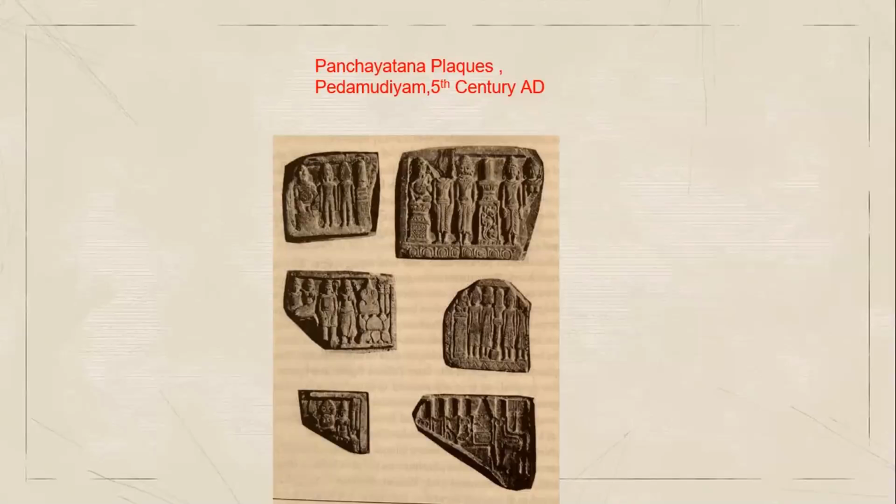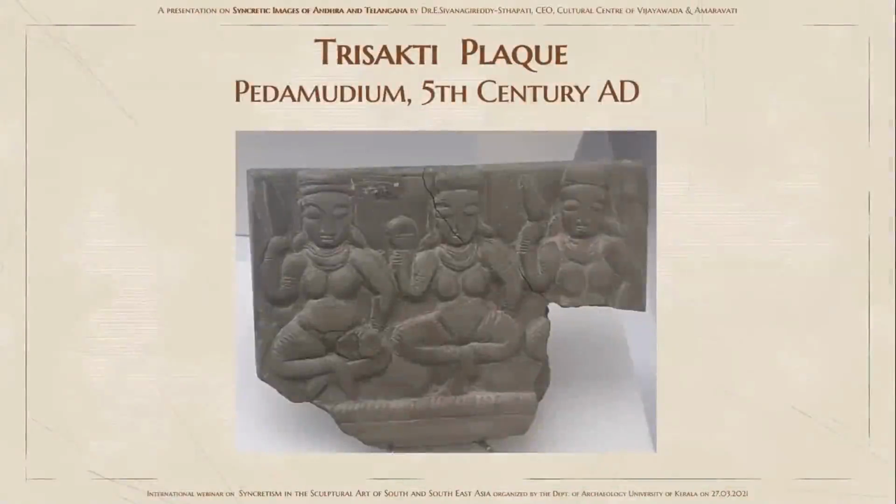But basically, they would like to bring all the Trinity at one place and introduce their wives also on the panel, and their family members also into the panel. What we miss here is the sun god Surya. So this is clear-cut evidence of religious syncretism as early as the 4th, 5th centuries AD in Andhra and Telangana. Now I am moving to another area.